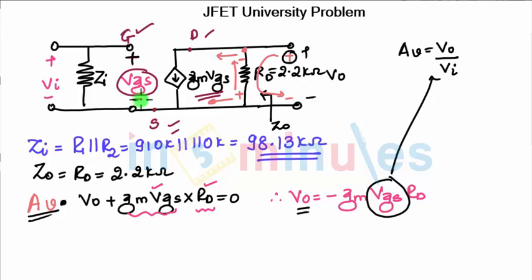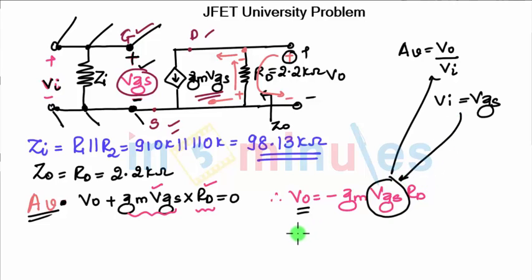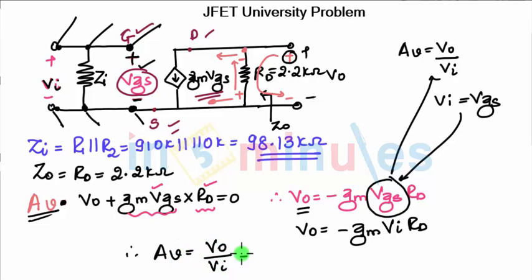Now on the input side, the voltage between these 2 points, VGS and VI, is nothing but the voltage across Zi. Both are in parallel, so voltage at all these points is the same. So I can say VI is nothing but VGS. So when you substitute this condition over here, you will have VO equals minus GM VI into RD, or you can say therefore voltage gain is VO upon VI, which is minus GM into RD. So when you substitute the values, you will get voltage gain as around minus 4.18.